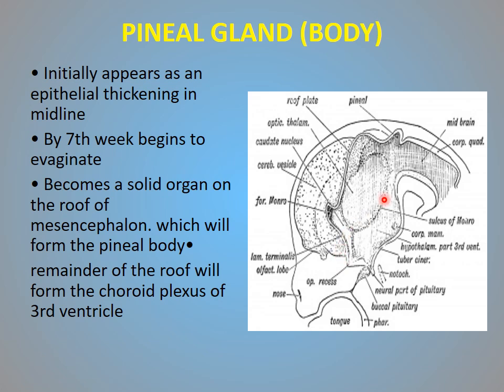Now, the pineal gland or the pineal body appears as an epithelial thickening in the midline, and by the seventh week of development, it evaginates and becomes a solid organ at the roof of the mesencephalon. It will later become solid and form the pineal body or the pineal gland, and the rest of the portion of the roof will form the choroid plexus of the third ventricle.